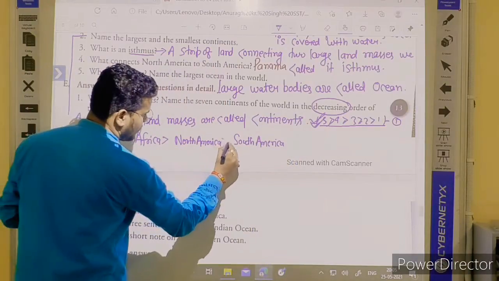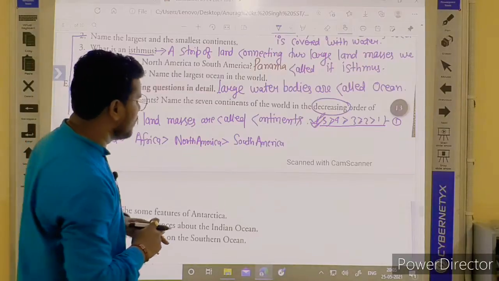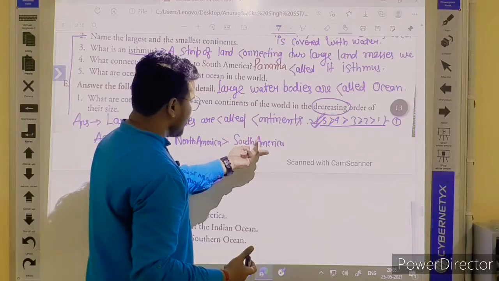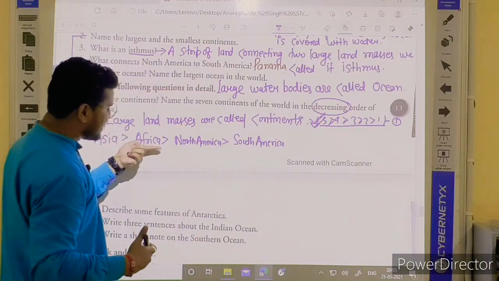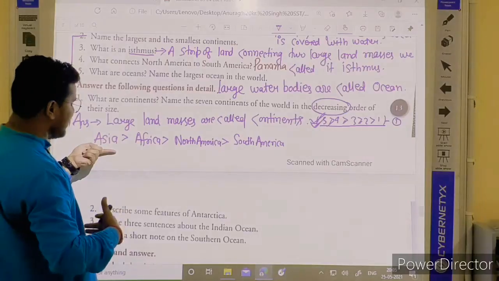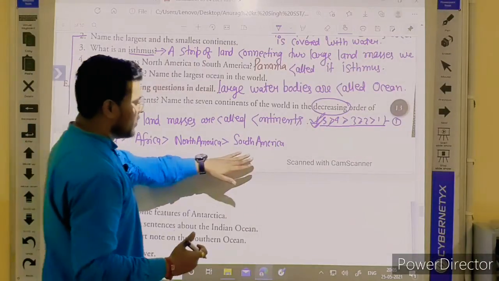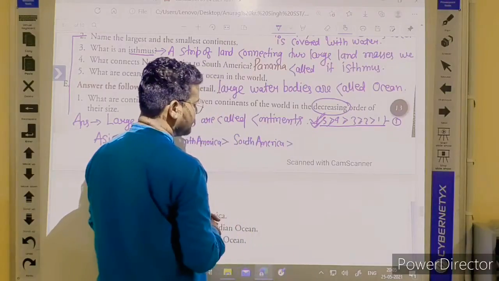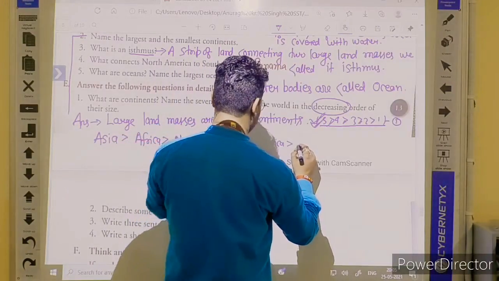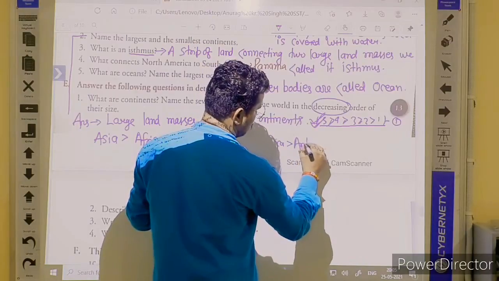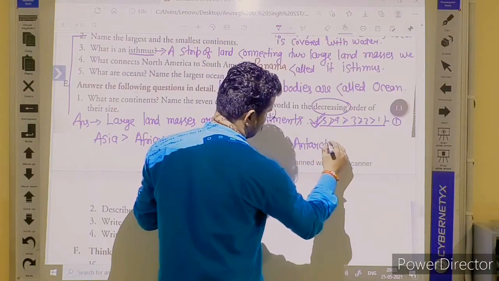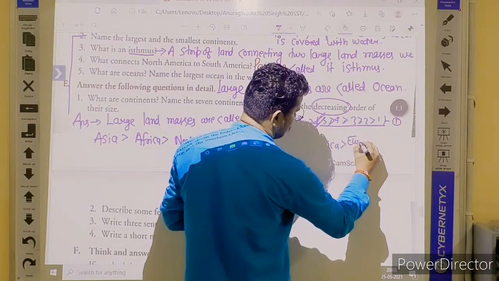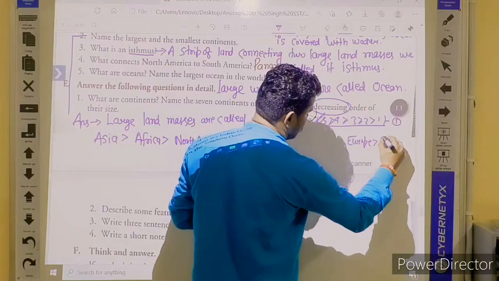Use this symbol. This is the symbol of greater than. North America is greater in land mass compared to South America, Africa is greater compared to North America, and Asia has greater land mass compared to Africa. Now after South America, Antarctica. Then Europe, and the last one is Australia.